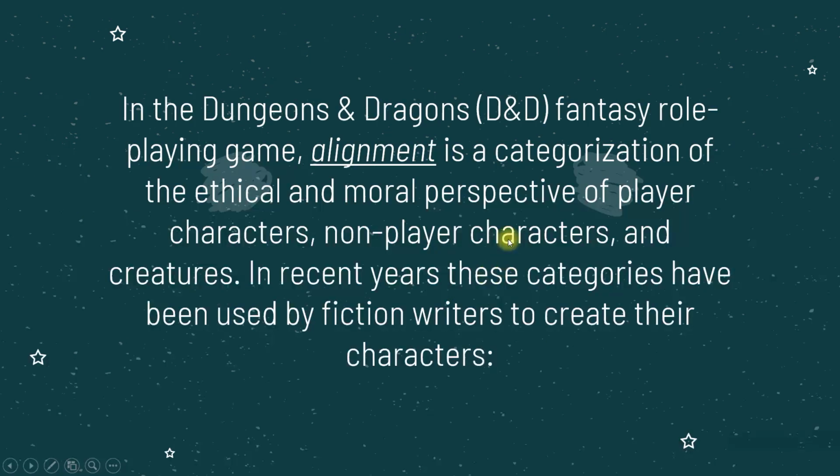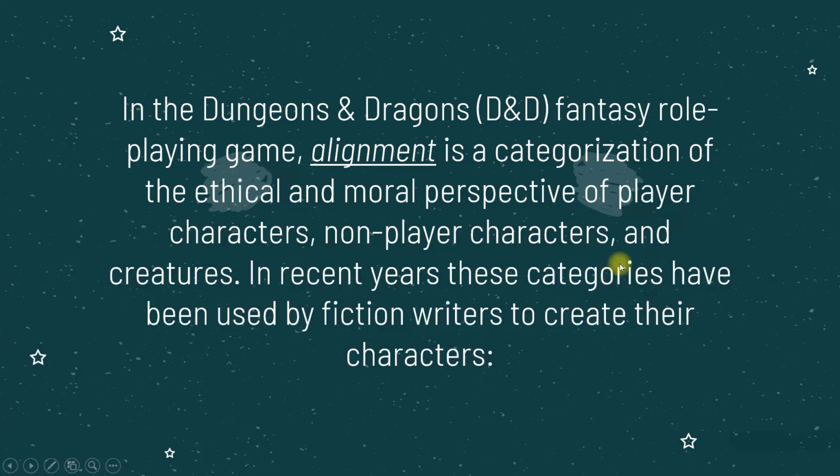In the game Dungeons & Dragons, a fantasy role-playing game, which I happen to play and I love to play, it is a categorization of ethical and moral perspective of player characters. Okay? So, alignment is, tandaan nyo, ethical and moral perspective. So this is how good your characters are. And in recent years, these categories have been used by fiction writers to create their characters.